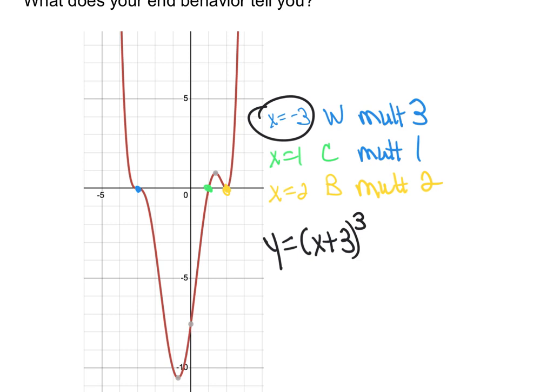And then our next one, we would have at x equals 1, that means we would have x minus 1, because if we set that equal to 0, we would get x equals +1. It has a multiplicity of 1. And then our last one at 2, that means we have x minus 2. That's how we would get that +2 for our 0. And it's a bounce, which means we would need to have a squared.